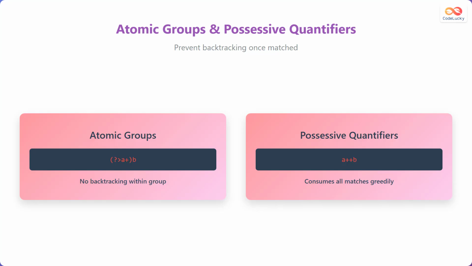Atomic groups and possessive quantifiers are advanced techniques to prevent backtracking once a match is made. For example, an atomic group looks like this: (?>a+)b. It prevents backtracking within the group. A possessive quantifier looks like this: a++b, and it consumes all matches greedily, ensuring the engine does not backtrack to try alternative matches.